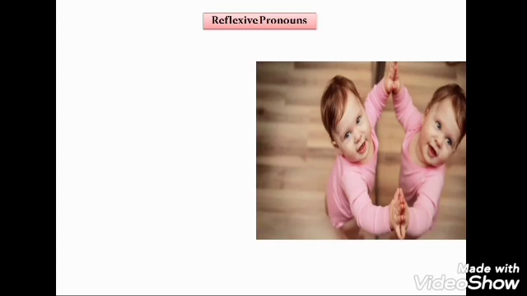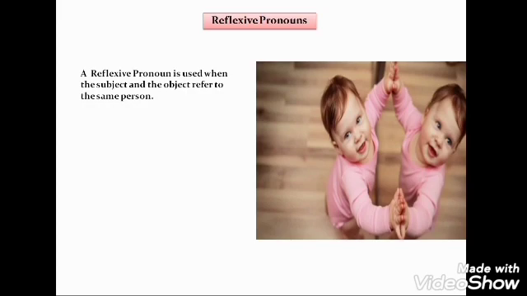Reflexive pronoun is like a mirror. When you go and stand in front of a mirror, what will you see? You will see your own reflection. Similarly, a reflexive pronoun will come back to the subject of the sentence. For example, first, the definition of reflexive pronoun is here. A reflexive pronoun is used when the subject and the object refer to the same person.